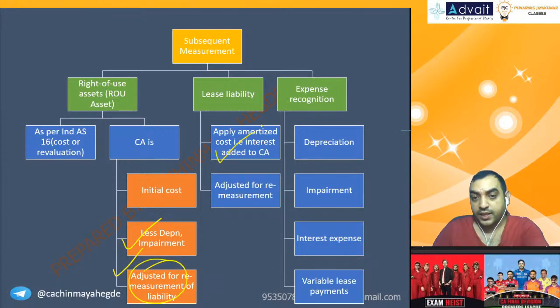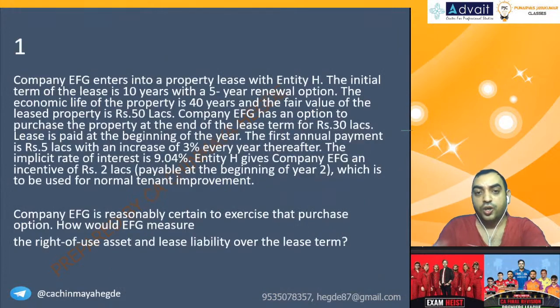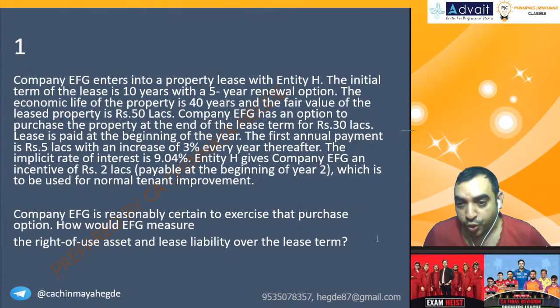Lease liability, interest on amortized cost basis. Expense, depreciation goes on the ROU asset. Impairment on the ROU asset. Interest expense on the liability. And variable lease payments, because it is not part of lease payment, will directly go to the P&L account. Okay, so before we go to the problem, any question you want to ask?